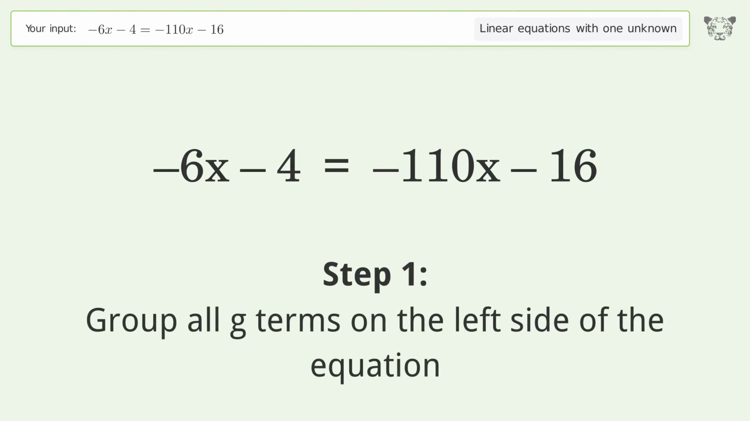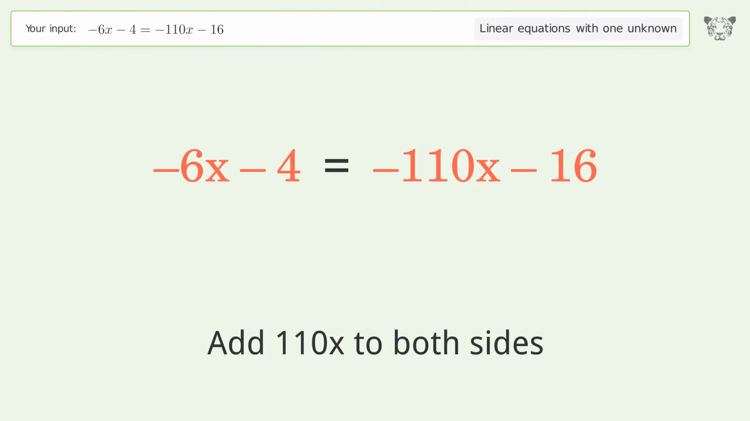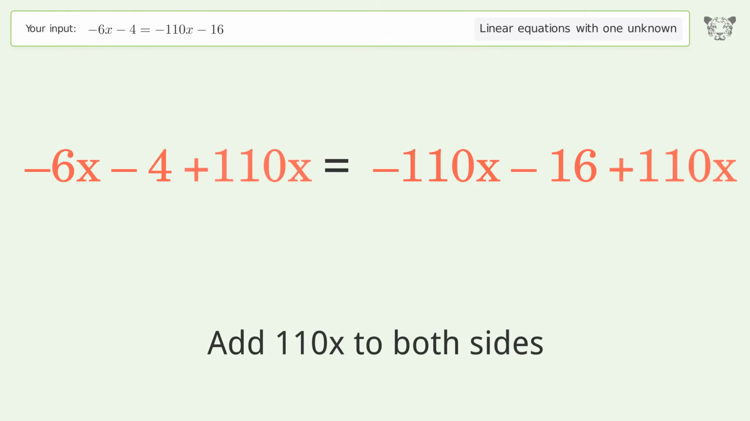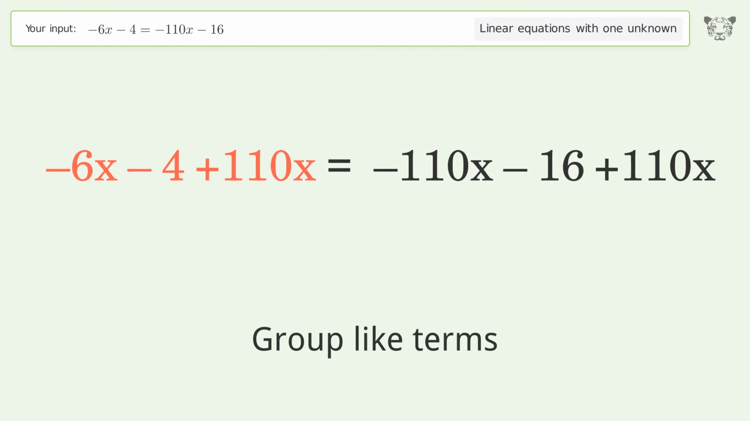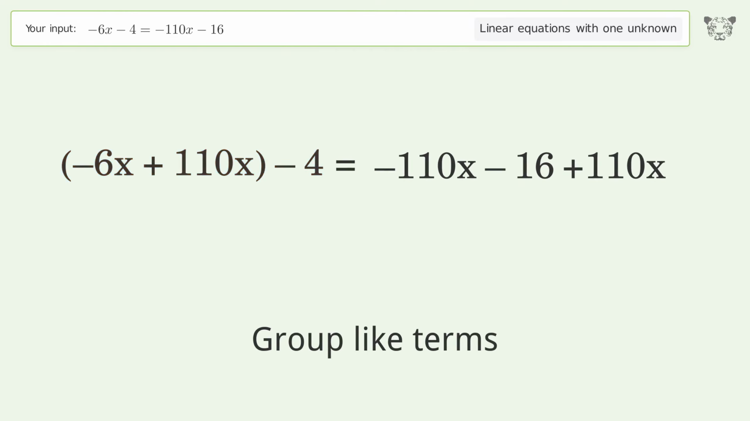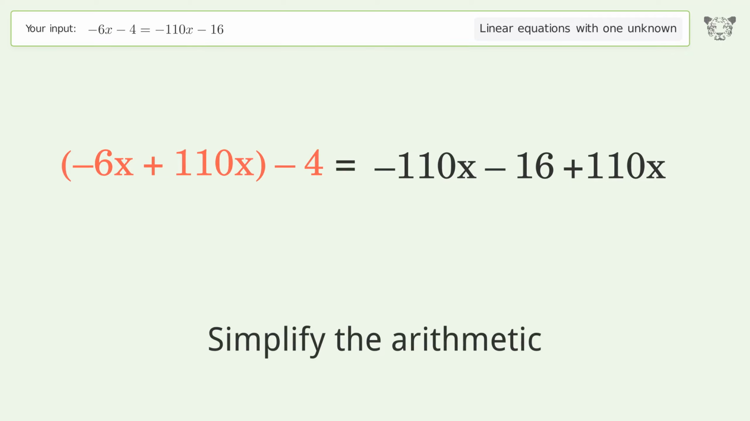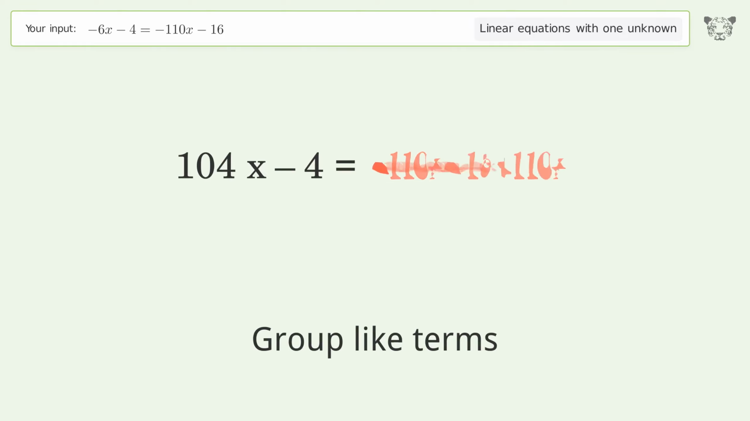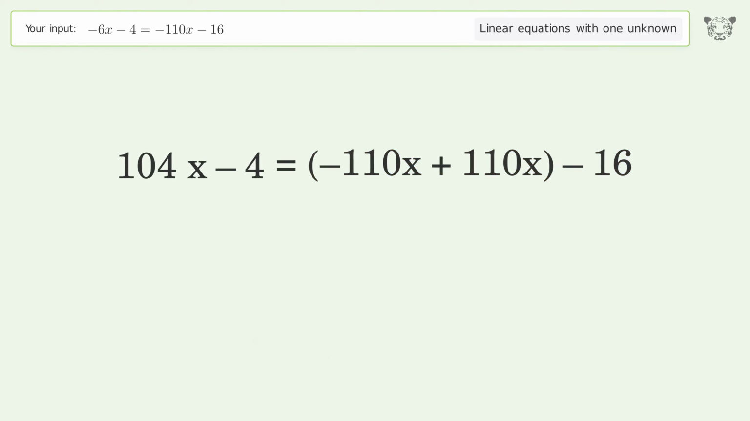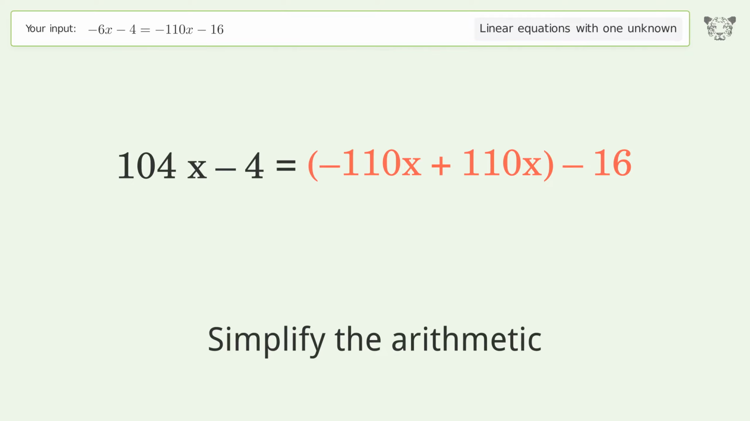Group all x terms on the left side of the equation. Add 110x to both sides. Group like terms. Simplify the arithmetic. Group like terms. Simplify the arithmetic.